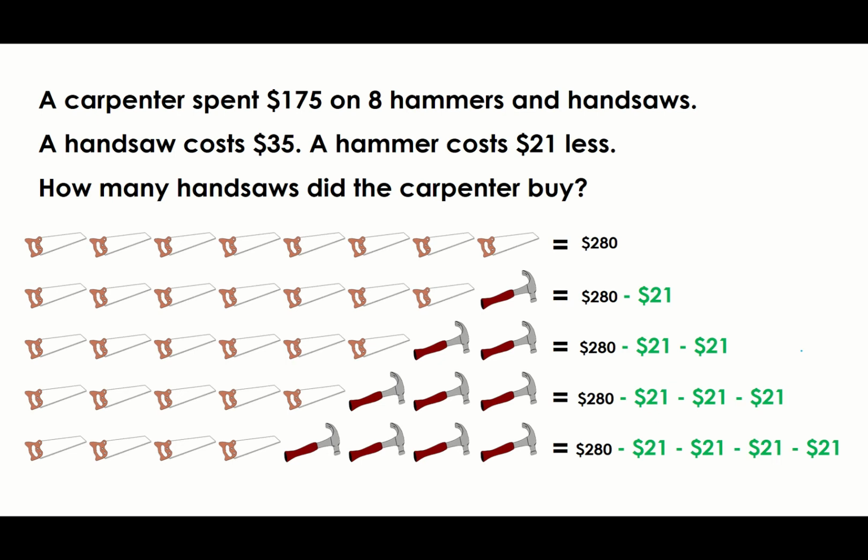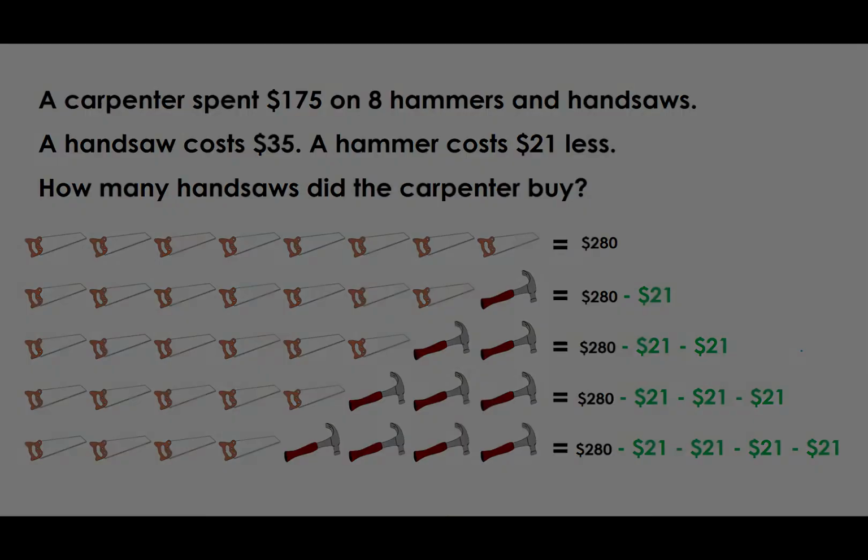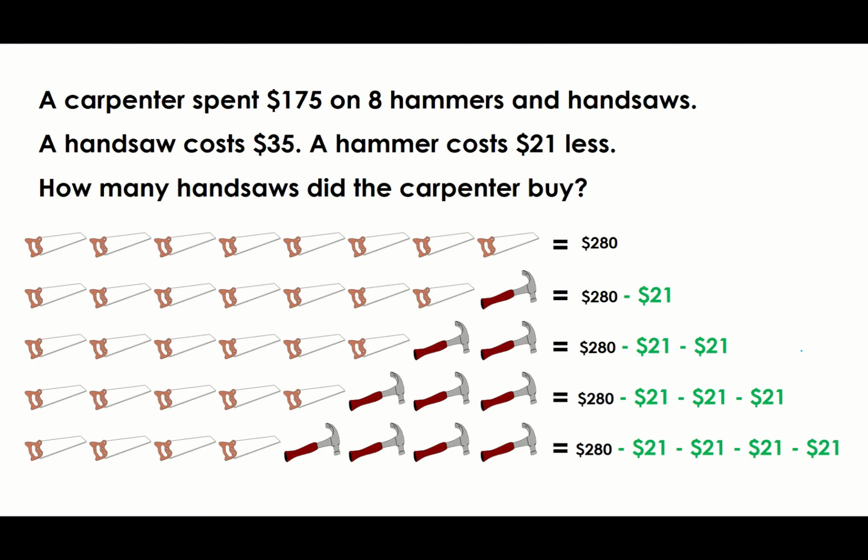Now, with that understanding, we realize the problem can be solved simply by repeatedly subtracting $21, which is the difference between the cost of the hammer and a handsaw, from the initial assumption of $280 until I get $175. Is that all? Well, there's one more trick that we can pull out of our sleeves to solve this even faster. If I were to minus without a calculator, it can still take very, very long.